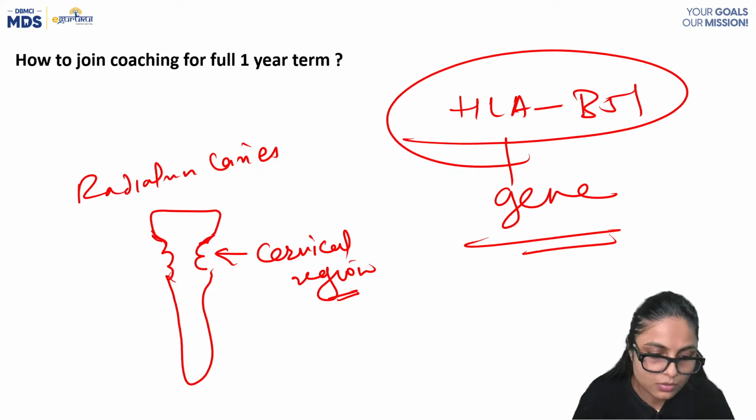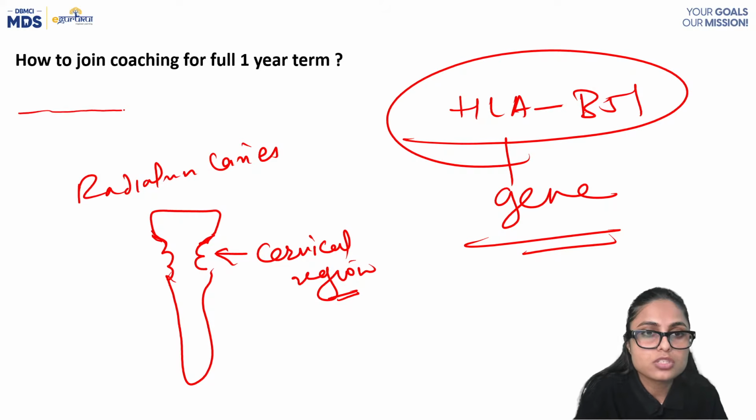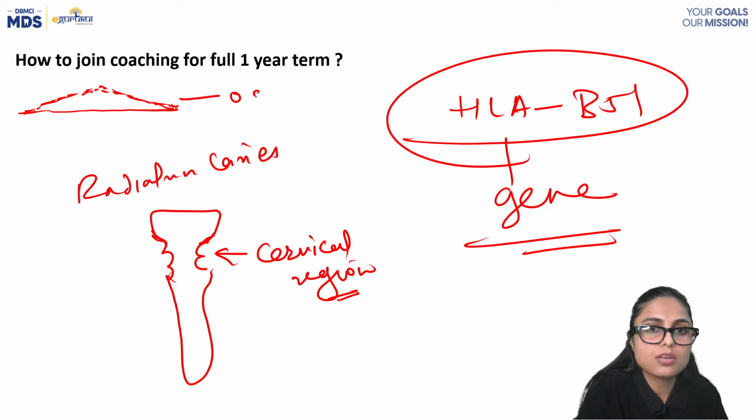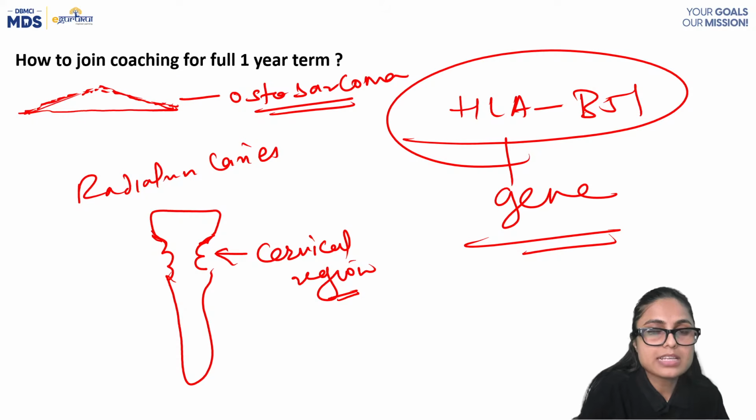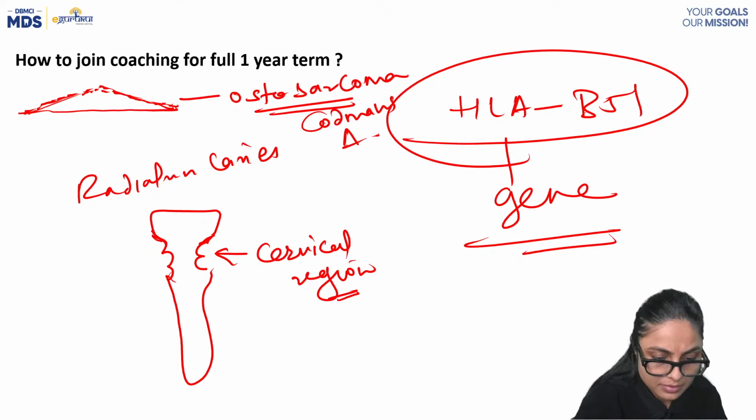Codman's triangle, you see it in osteosarcoma, which is a radiographic feature or bone reaction that you see in osteosarcoma. Codman's triangle means your bone deposition is like this. It appears like a triangle. This bone reaction is like a triangle, so we call it Codman's triangle. Easy.